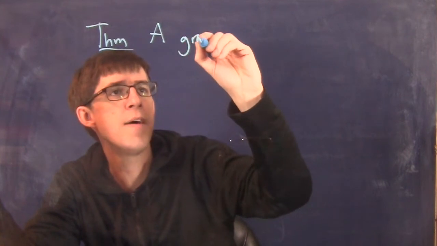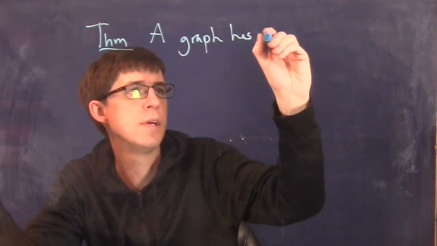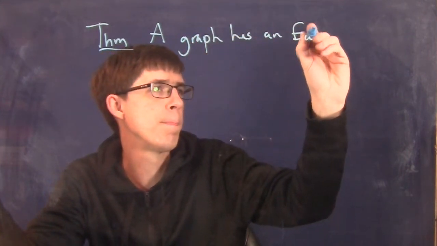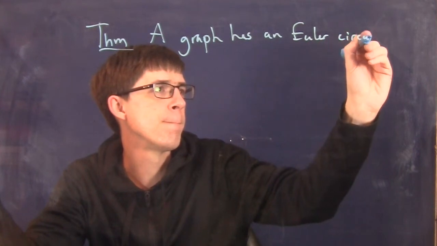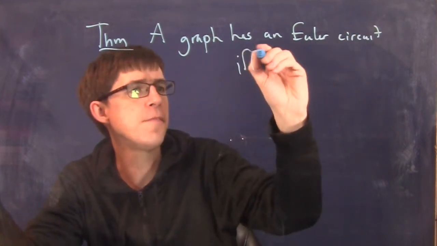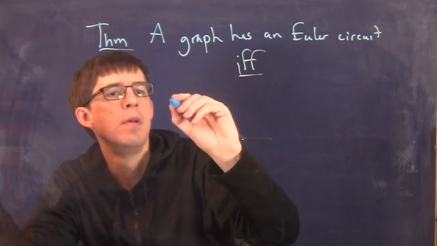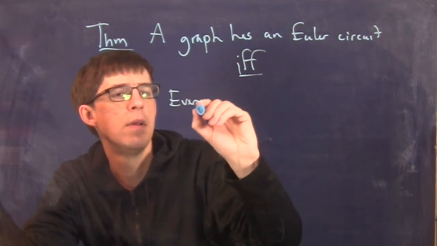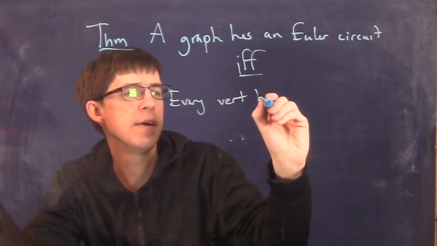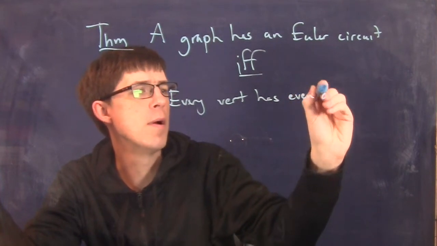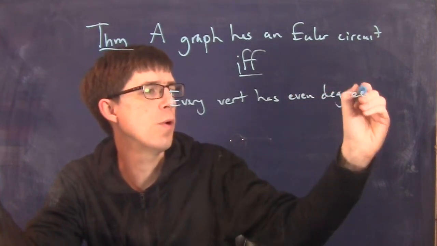Here it is. A graph has an Euler circuit if and only if every vertex has even degree. That's it. This is what Euler discovered.